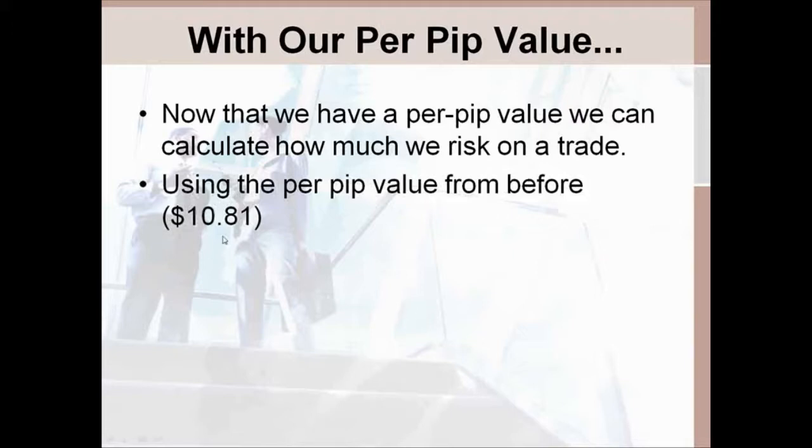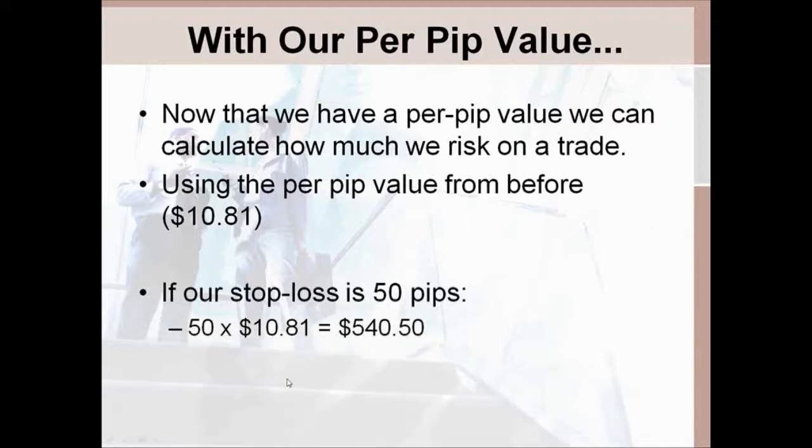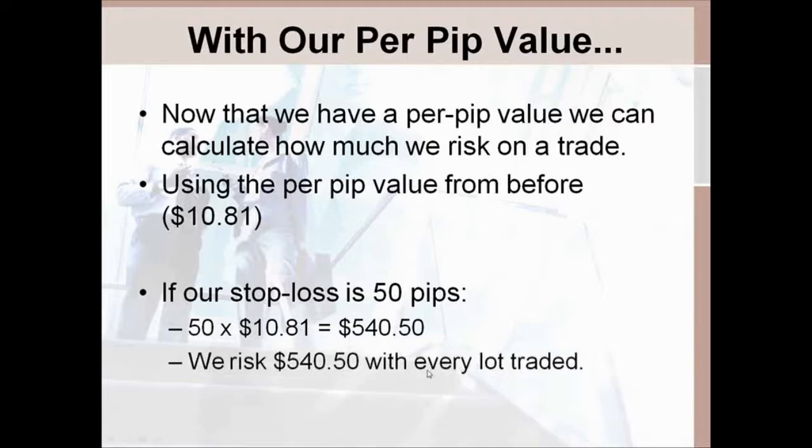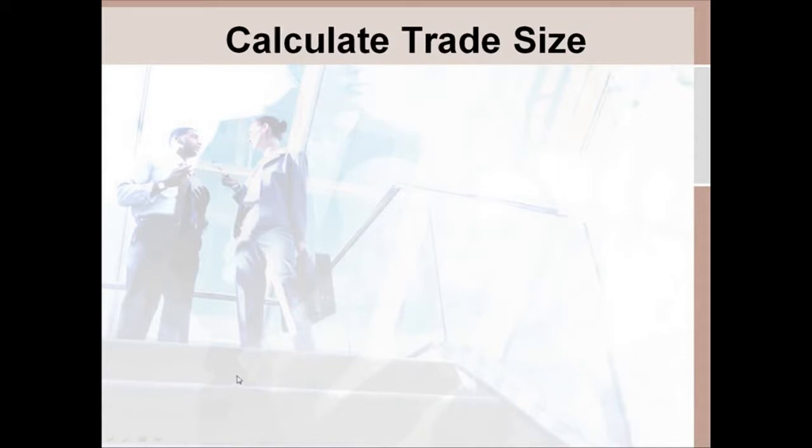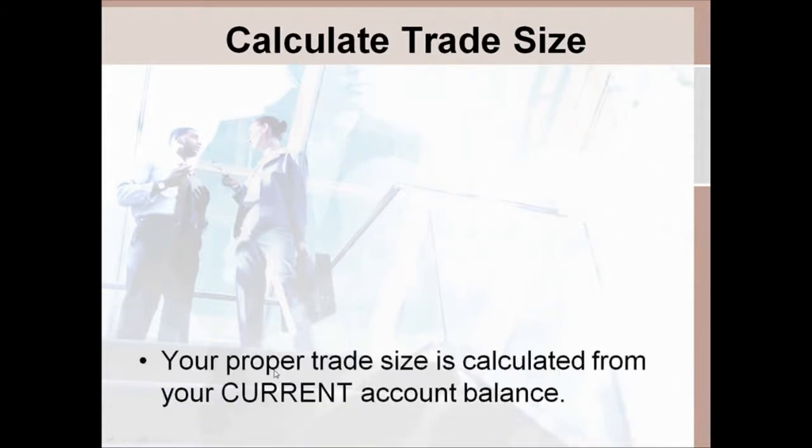Using the per pip value from before, it's $10.81 is what we calculated. If our stop loss was 50 pips on a trade, then we'd be risking 50 times $10.81 equals $540.50 for every lot we traded. And then we can move on and begin to calculate a trade size with that number.